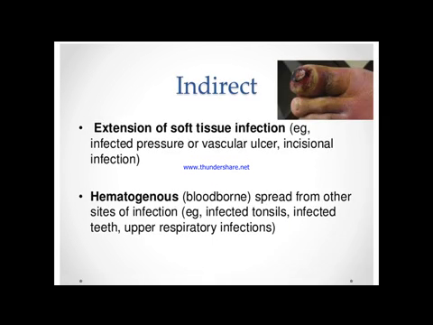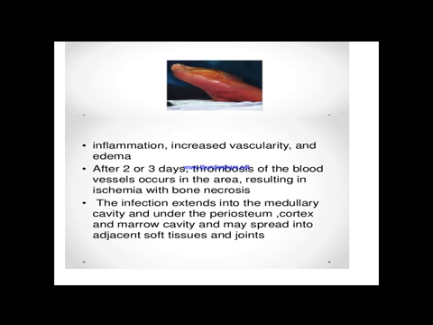Indirect entry is commonly seen in children when there is a soft tissue infection. Then entry through blood: microorganisms can enter through blood from other sites of infection. If there is any other site of infection, microorganisms can enter the bone through that infection.